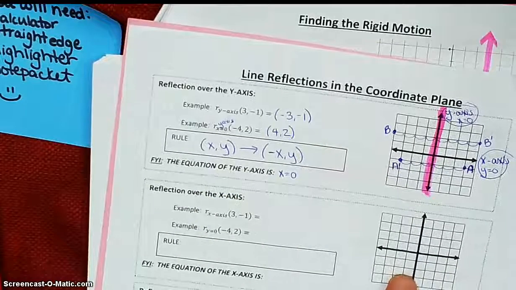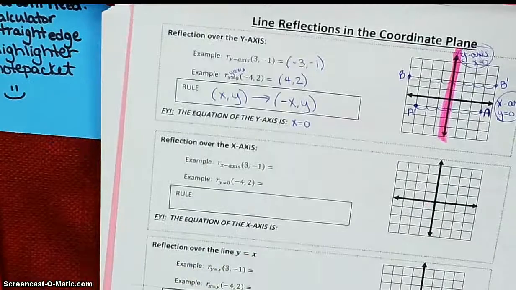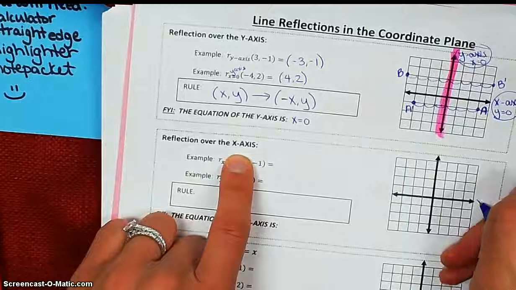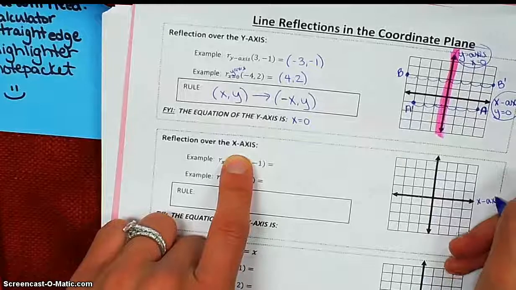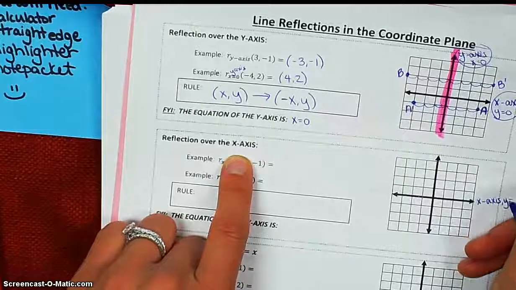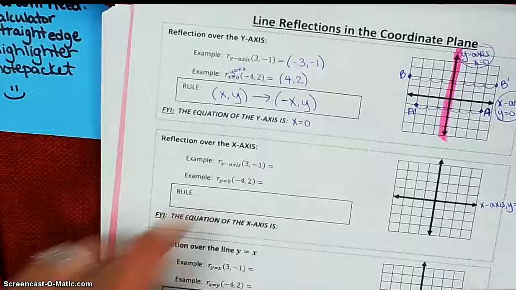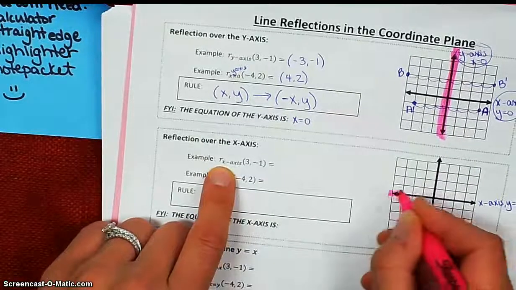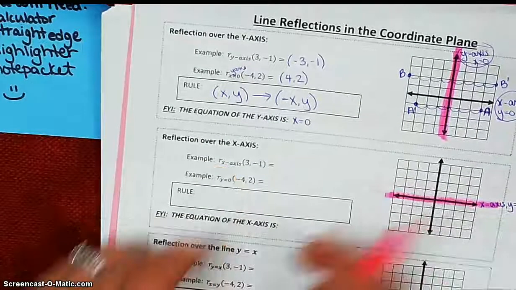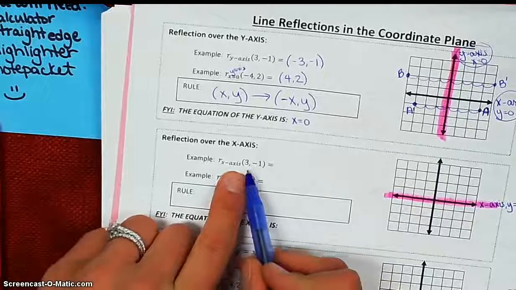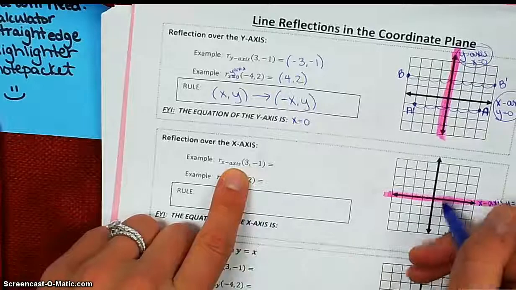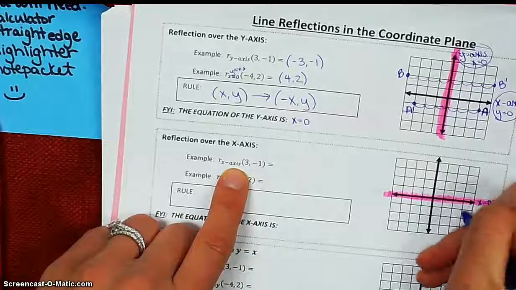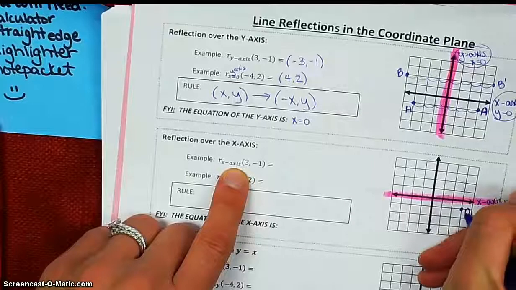All right, so let's go ahead and try reflecting over the x-axis. So here's our x-axis, which we also know is the equation y equals 0. So we are going to reflect over the x-axis. So I'm going to highlight my x-axis. This is my line of reflection. And we are going to reflect the point (3, -1). So I'm going to start by plotting (3, -1), and I'm going to name that point A.